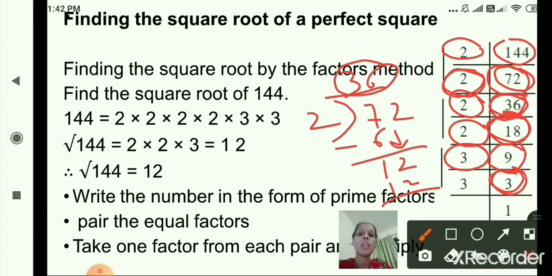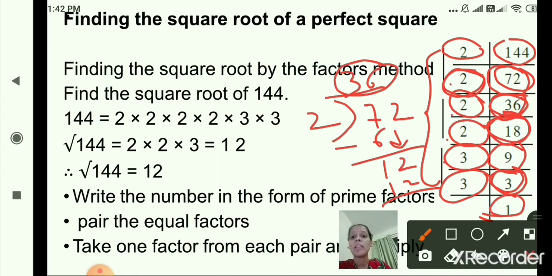Now again 3 is divisible by 3. So 3 1s are 3. Now here as we got 1, so we will stop till here. Now these are the prime factors. Which are the prime factors? These all numbers, that is 2, 2, 2, 2, 3, 3. These are the prime factors.